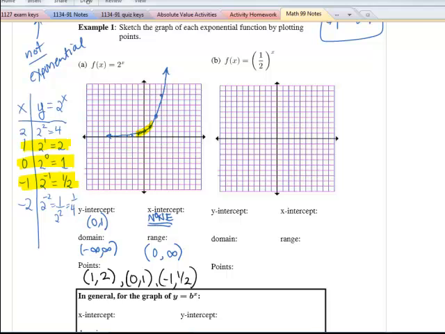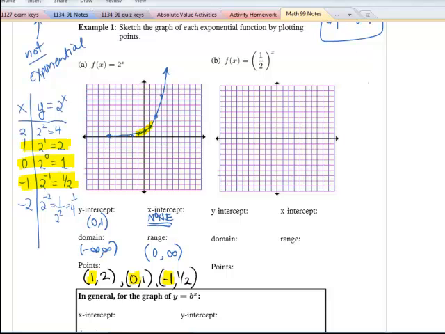And really, I always want to use these x values to get my key points, because those are the x values that are going to give us that nice place where the curve is the most interesting. Not super steep and not nearly horizontal.